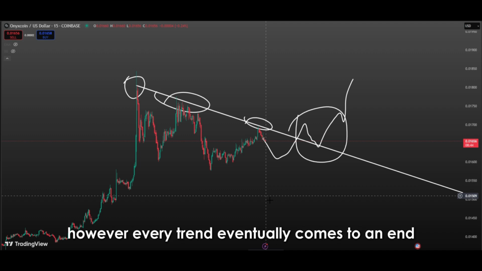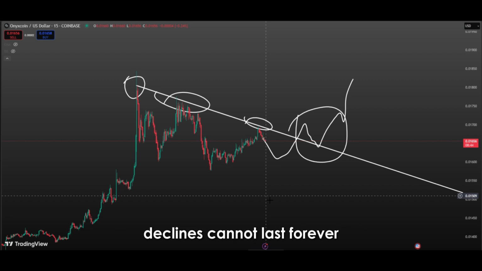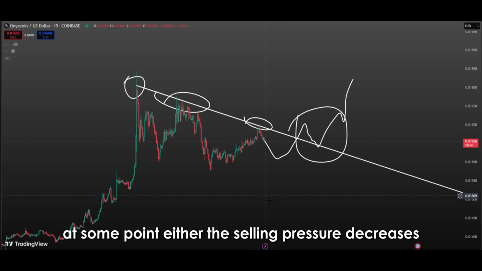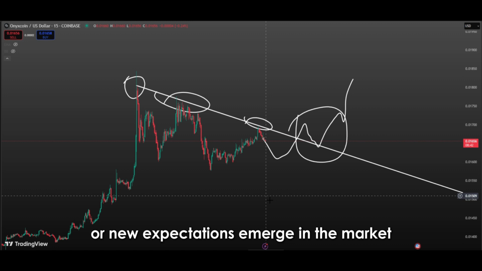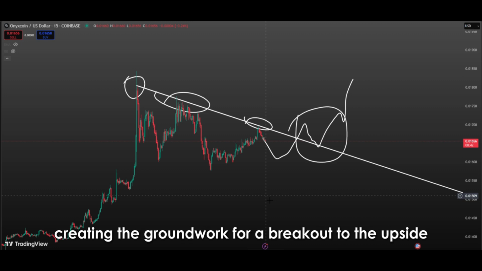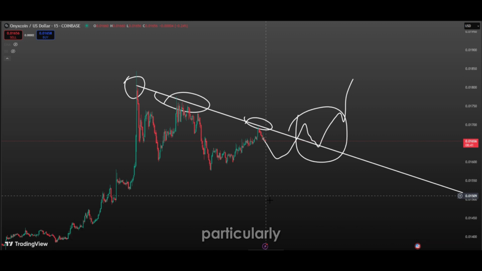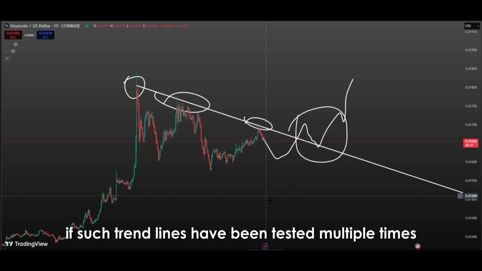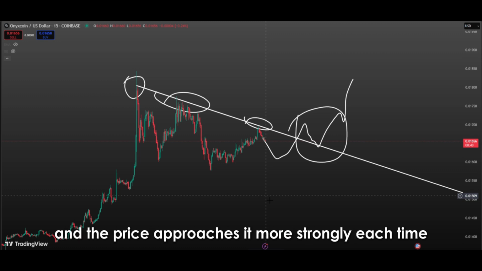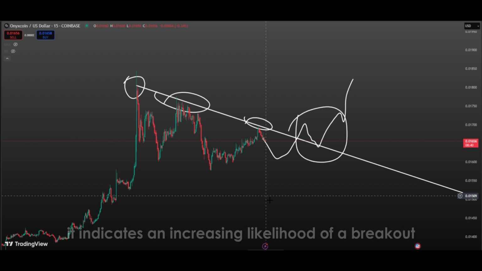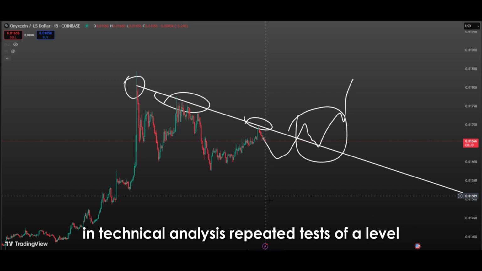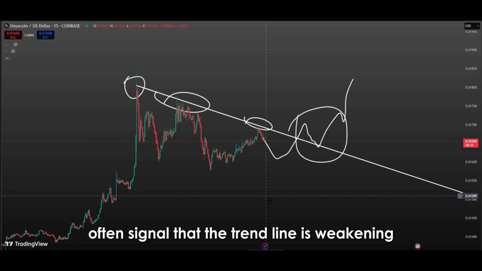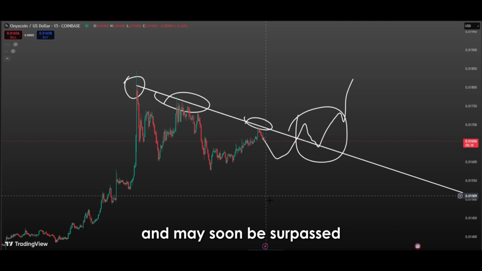However, every trend eventually comes to an end. Declines cannot last forever. At some point, either the selling pressure decreases or new expectations emerge in the market, creating the groundwork for a breakout to the upside. Particularly if such trend lines have been tested multiple times and the price approaches it more strongly each time, it indicates an increasing likelihood of a breakout. In technical analysis, repeated tests of a level often signal that the trend line is weakening and may soon be surpassed. This is an important clue.